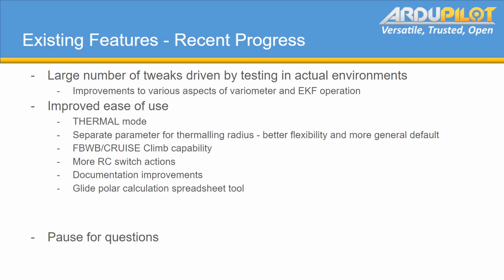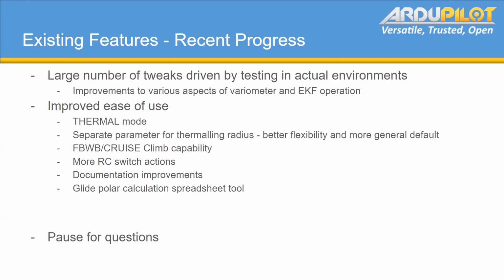And the second broad category is improved ease of use of this feature. So we now have thermal flight mode. Previously, we were doing thermaling in loiter flight mode, in a special case of loiter. And that could be quite confusing for users, but it also meant that you didn't have loiter available for normal loiter type things. So separating that out gives us better flexibility and makes it a bit clearer to the user what's actually happening when the aircraft changes flight mode. That separation has also enabled some other features to be added.